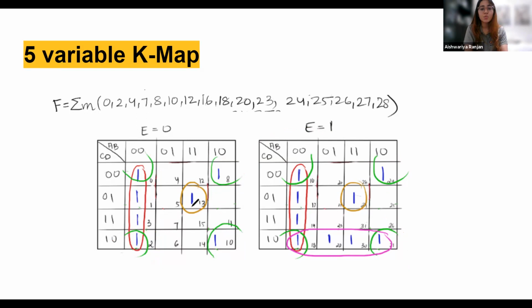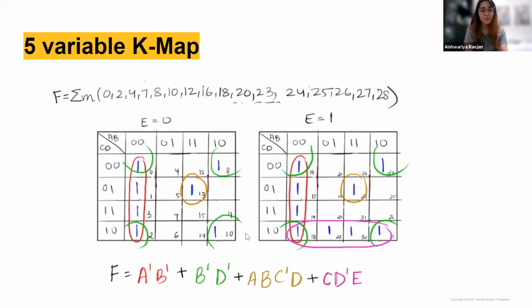And now I see I have a 1 over here and a 1 over here as well. So that could be one group. And then I'm left with these 2 ones over here. They cannot be grouped with anything on this side. So I would just have to make the biggest group I can in this Kmap itself. So once I do that, I'm ready to make my expression.